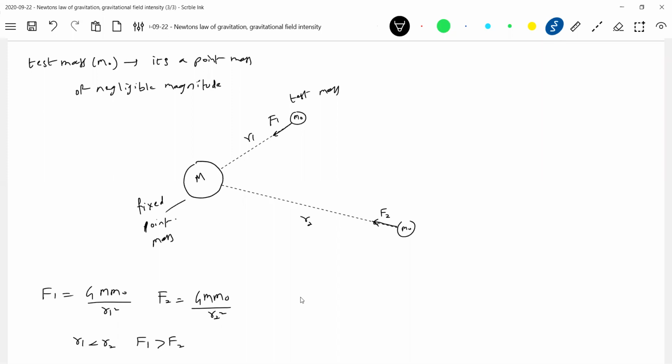I will release this test mass. Will anything happen to the test mass here? Due to the force, it will accelerate. Due to acceleration, it will acquire speed, and due to the increase in speed, its kinetic energy increases. From where has this kinetic energy come? Go straight back to the work done. If a body accelerates due to a force, speed will increase and kinetic energy increases. So what does it mean? It means the force is capable of doing work, no? So the work done is force into displacement.